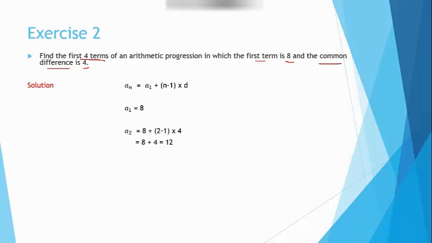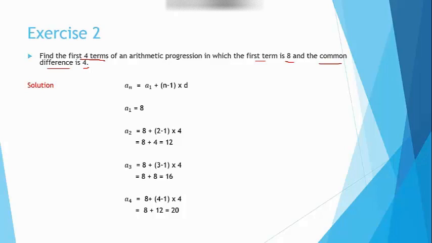By substituting these values in the equation, we get a2, the second term, which equals 8 plus 2 take away 1 times 4, which equals 12 at the end. So the second term is 12. And if you substitute for a3, the third term, you'll get 16 as the answer. And so on for a4, you'll get 20.